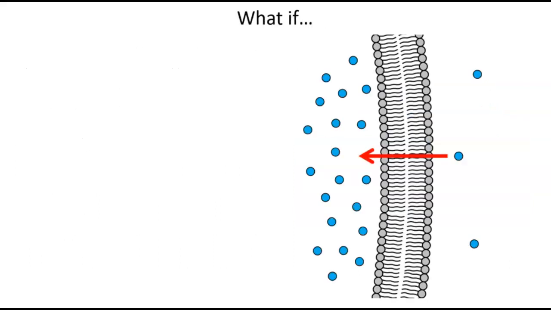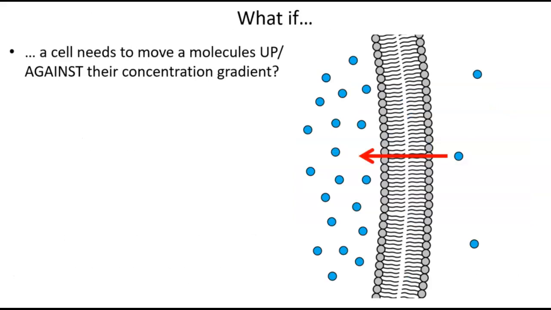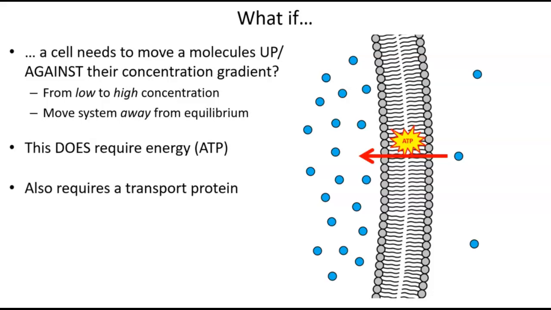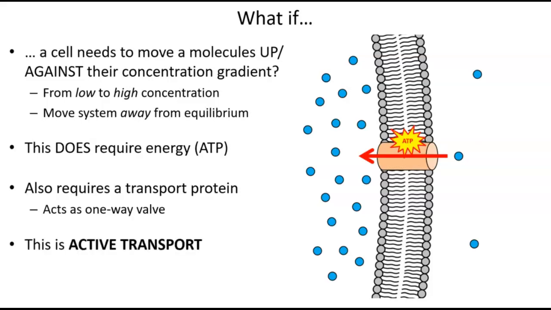But what if a cell needs to move a molecule up or against its concentration gradient, from low to high concentration? This is going to be a different situation. This means that we're moving the system away from equilibrium. Because this is going against the natural kinetic energy of the molecules, this is going to require energy in the form of ATP, and it also requires a transport protein in order to move those molecules across the membrane. This transport protein acts as a one-way valve to allow things only to move in one direction, and this process is known as active transport, and it's also referred to as pumping.